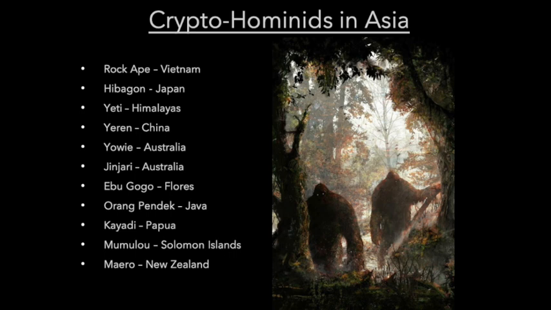The yeren in China, yowie in Australia, the Gingari in Australia. There's many different names for these, even in one place, but the yowies are the big ones here, and the Gingari are the little guys, little kind of 3 foot tall, hairy chaps. The Ibugogo in Flores, the Orang Pendek in Java, the Kayati in Papua New Guinea, Mamulu in the Solomon Islands, and the Mairo in New Zealand.